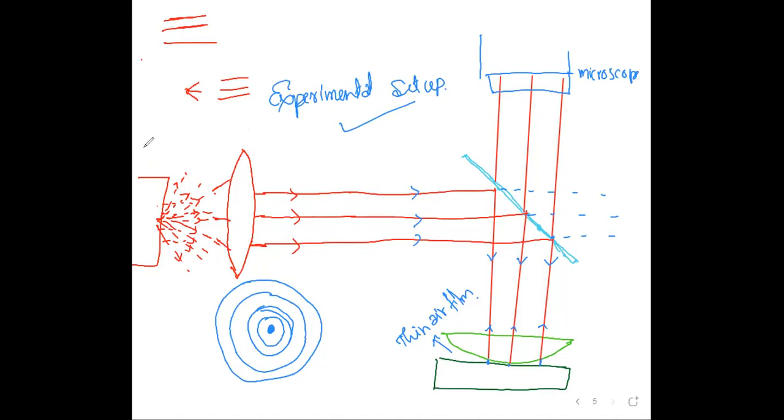We need a monochromatic source like a sodium source. What is the color of a sodium source? Does anyone know? Hello, can you repeat? What is the color of a sodium source?